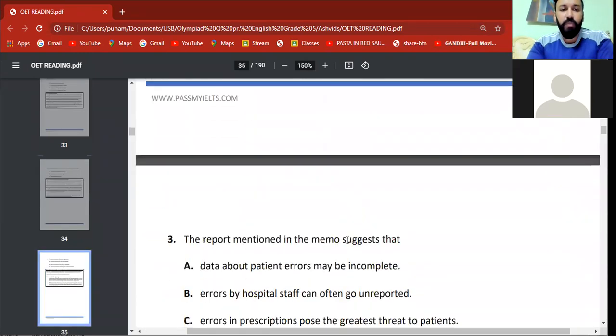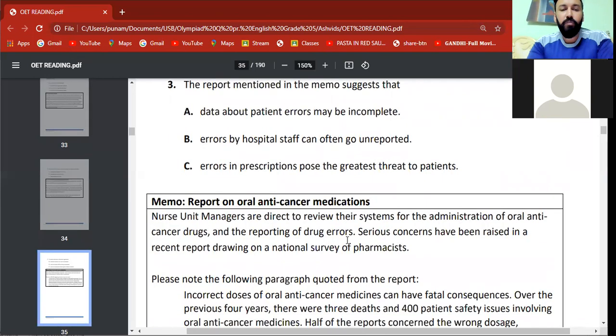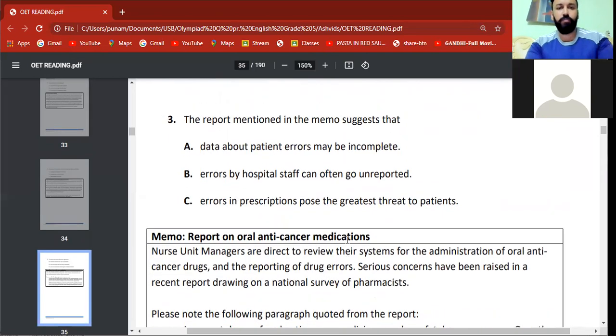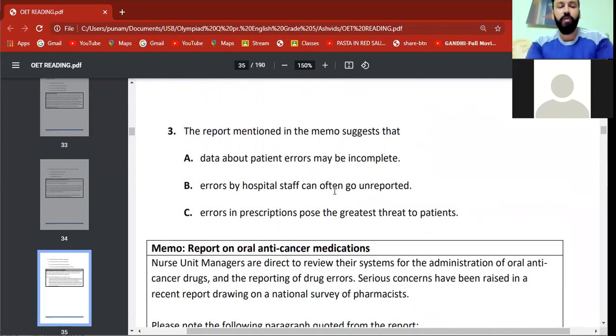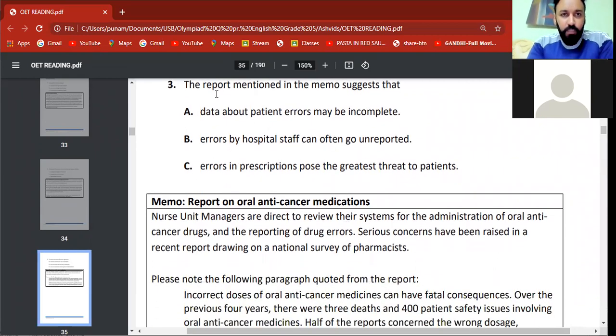Second one. Would you like to try this one? Okay, let me read it out for you. The report mentioned in the memo suggests. Okay, so we're talking about a report in a memo. First, data about patient errors may be incomplete. May be incomplete, not saying it's incomplete. Data about patient errors may be incomplete.